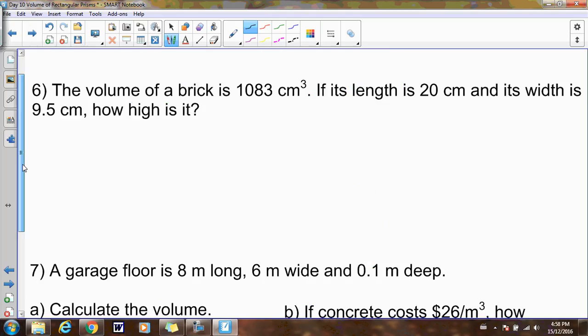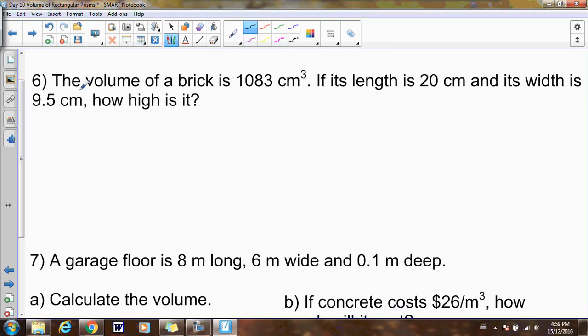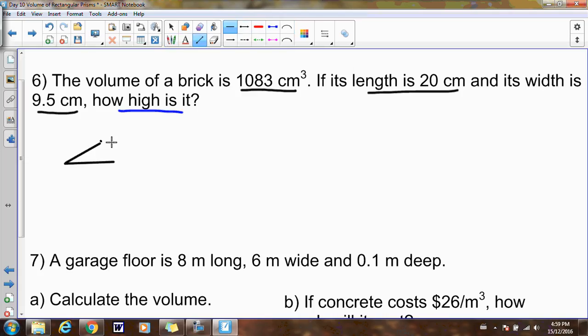Okay, almost done. Question 6 asks us how high the brick is, given that the volume is 1,083 centimeters cubed, and the length is 20 centimeters, and the width is 9.5 centimeters. So let's try to figure out what they're trying to ask us. They're asking us how high something is. So let me draw a picture of a brick. I do the best I can to draw this. You don't have to draw this with me if you don't like, but I want you to have a visual understanding of what is happening.